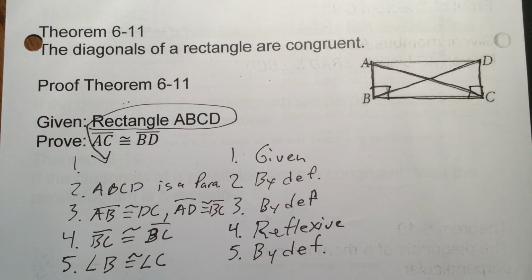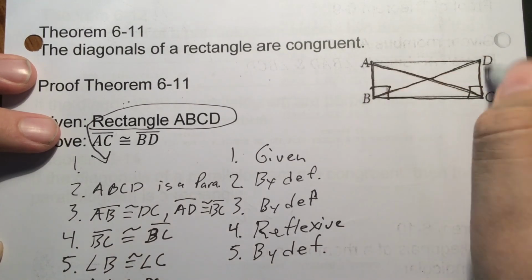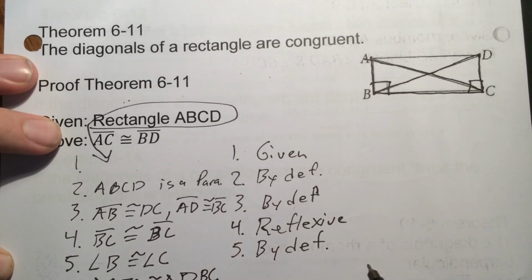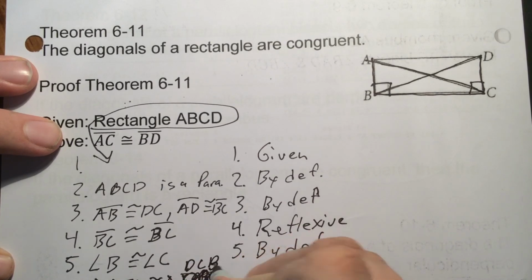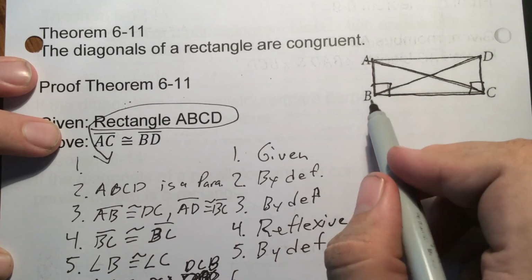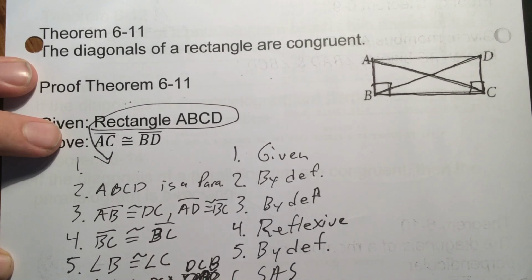So now we can say that those two triangles are going to be congruent. So triangle ABC is congruent to DCB, and that's going to be by side angle side. So then we can say lastly that AC is congruent to BD by CPCTC.